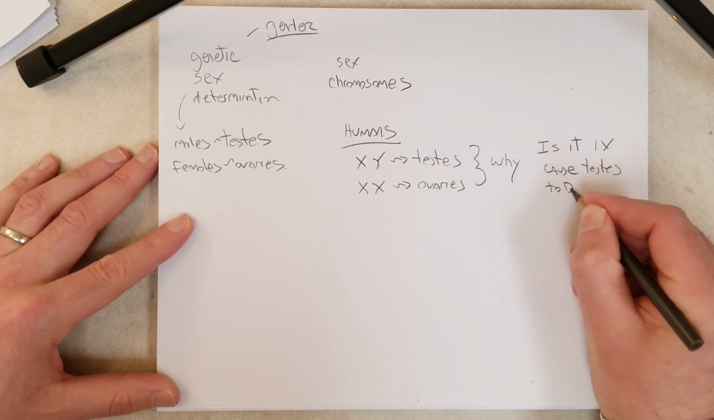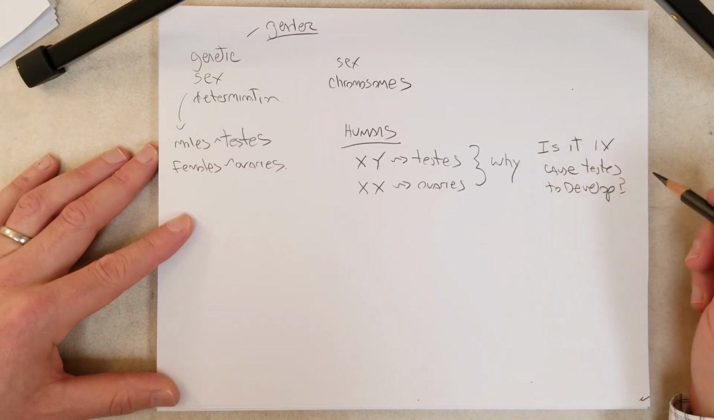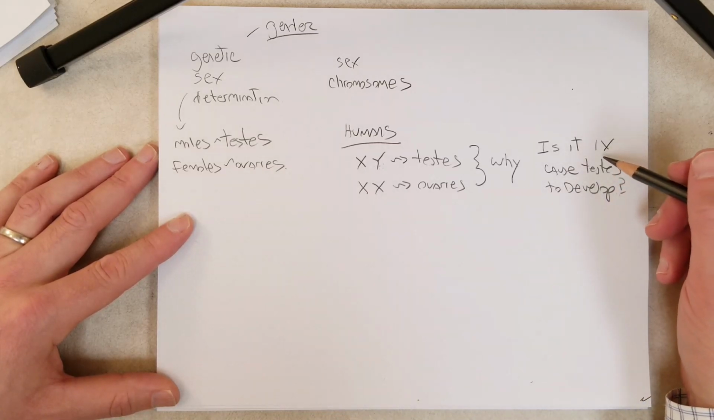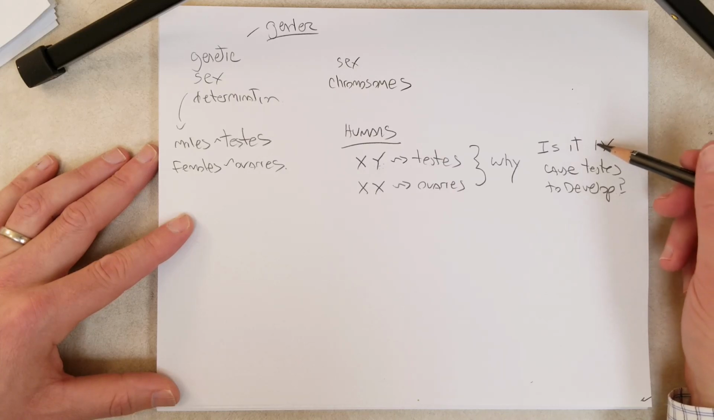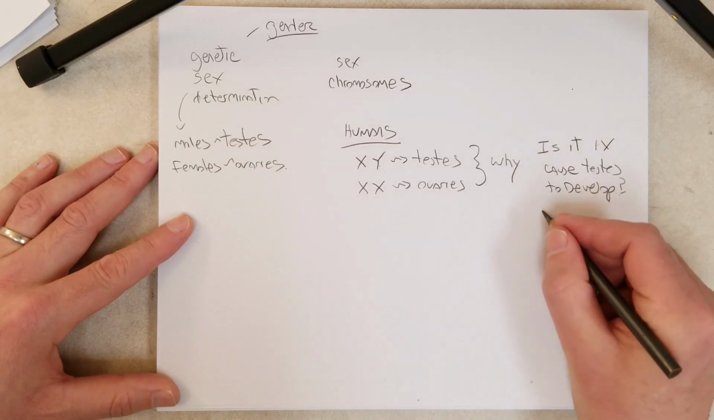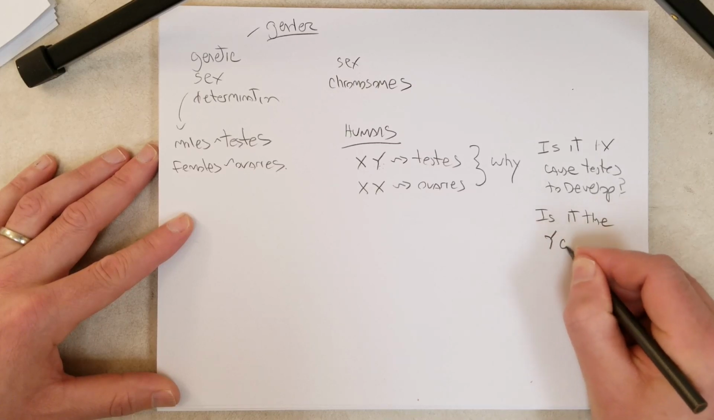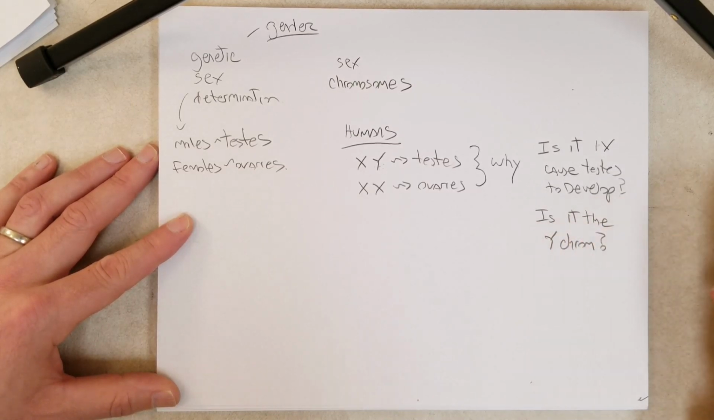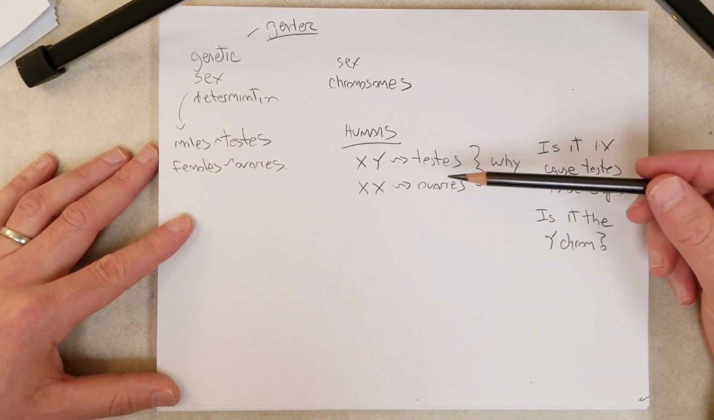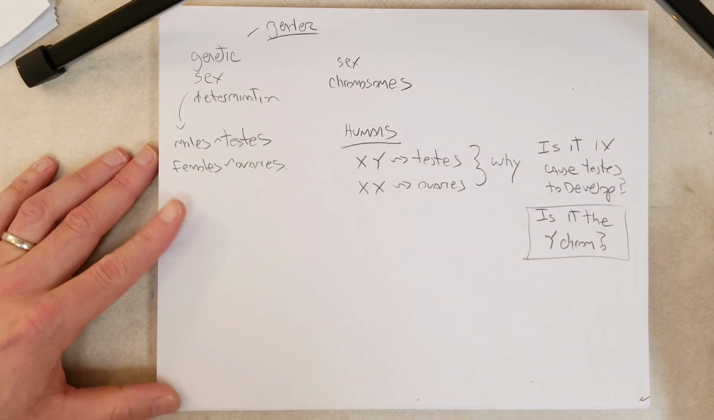cause testes to develop? And it turns out that's the way it works in flies. So it's not the Y chromosome in flies. It's the fact that males only have one X and females have two X's. Well, at least in Drosophila melanogaster. So another possibility, is it the presence of the Y chromosome that causes an embryo to develop testes? And it turns out it is the Y. It is the Y, and we're going to see why in this video.